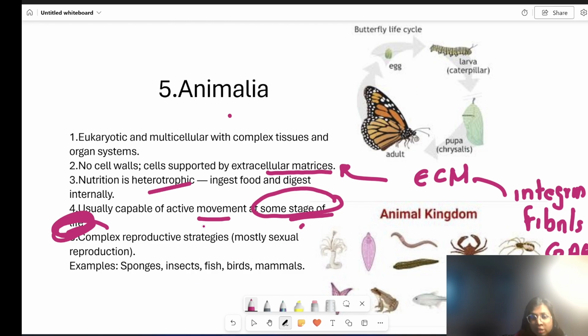When talking about reproductive strategies, mostly it has sexual reproduction. Sponges, insects, fish, birds, and mammals are good examples for the Animalia kingdom.